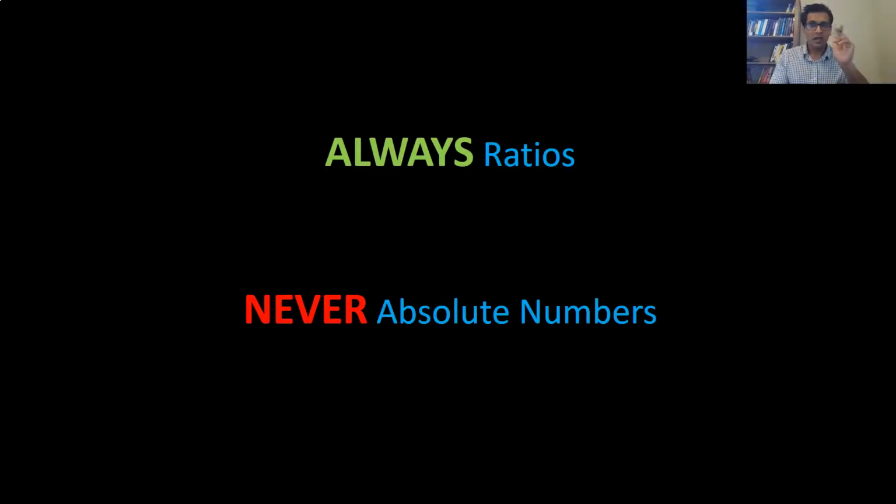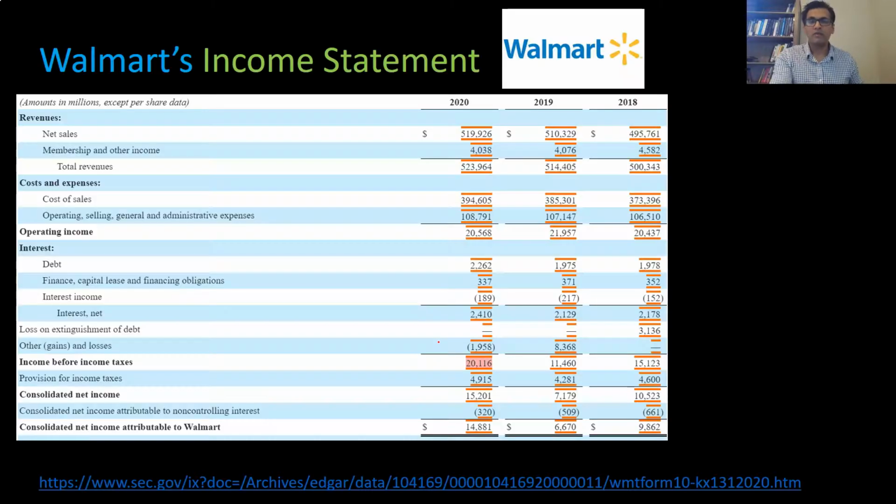Point number one, always think ratios. Never ever think about absolute numbers. Here's what I mean. Take a look at Walmart's income statement. This is data for 2018, 19, and 20. Now, this is what I see students do.